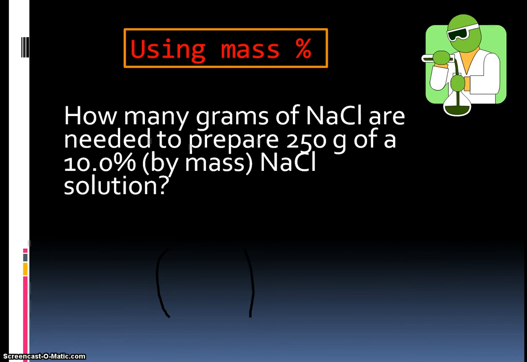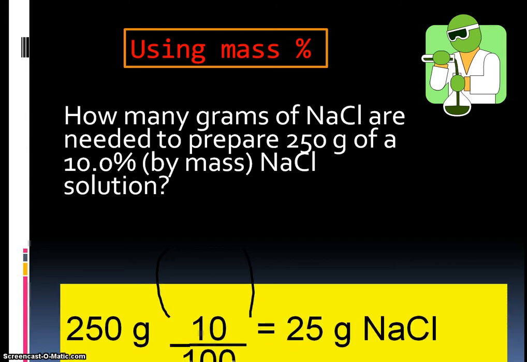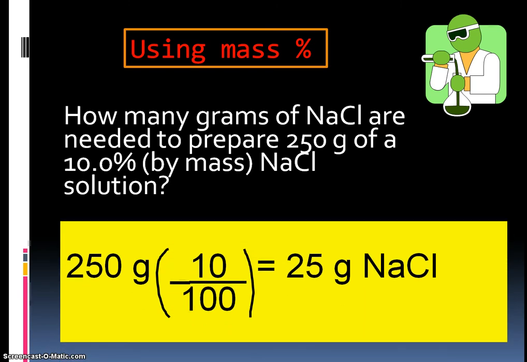We're going to use some problems here using percent mass. How many grams of sodium chloride are needed to prepare 250 grams of a 10% by mass NaCl solution? This is done oftentimes in the hospitals. So all we need to do is take that 250 grams and times it by 10%, and we've got 25 grams of NaCl that we need to weigh out.